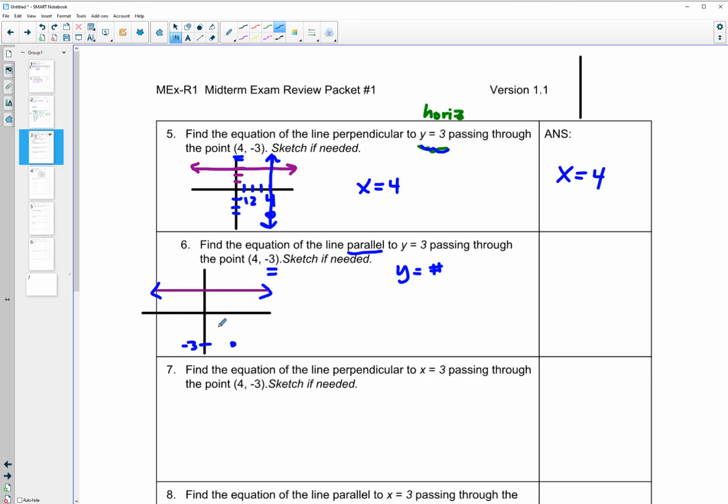This is what's important. So I'll do blue again, and we want it to be parallel. But it has to pass through that point, right? So parallel lines are always y equals a number, and that number is negative 3, because that's what it's passing through on the y-axis here. All of the y values, this point, this point, this point, this point, they all have y values of negative 3. So the final answer is y equals negative 3.